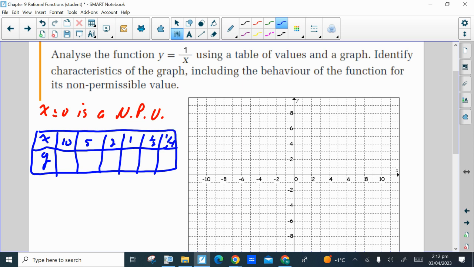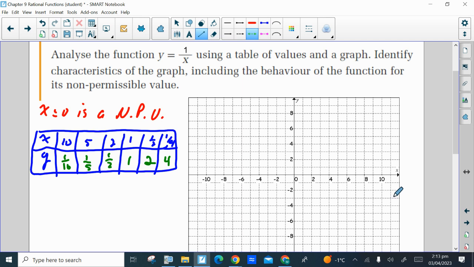So we're getting closer and closer to 0 from the right. When x is 10, y will be 1 over 10. When x is 5, y will be 1 over 5, and then 1 over 2, and then 1. But when x is a half, dividing by a half is the same as multiplying by the reciprocal, 2 over 1. And dividing by a quarter is the same as multiplying by the reciprocal, 4 over 1. So we can start to draw the graph of this.